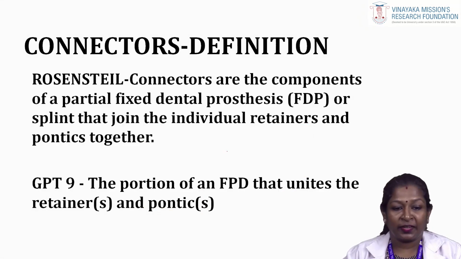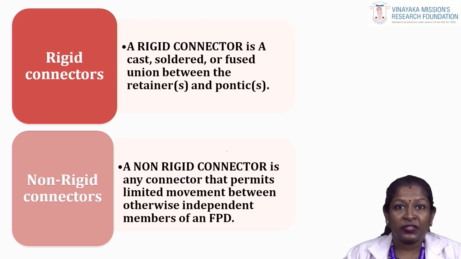Coming to the definition of connectors, according to Rosenstiel, connectors are the components of a partial fixed dental prosthesis or splint that join the individual retainers and pontics together. According to the glossary of prosthodontics terms, it is the portion of an FPD that unites the retainer and a pontic. Connectors are classified into two types, namely the rigid connectors and the non-rigid connectors. The rigid connectors have no movement between individual components, whereas in non-rigid connectors there is limited mobility between the components, that is the retainer and the pontic.